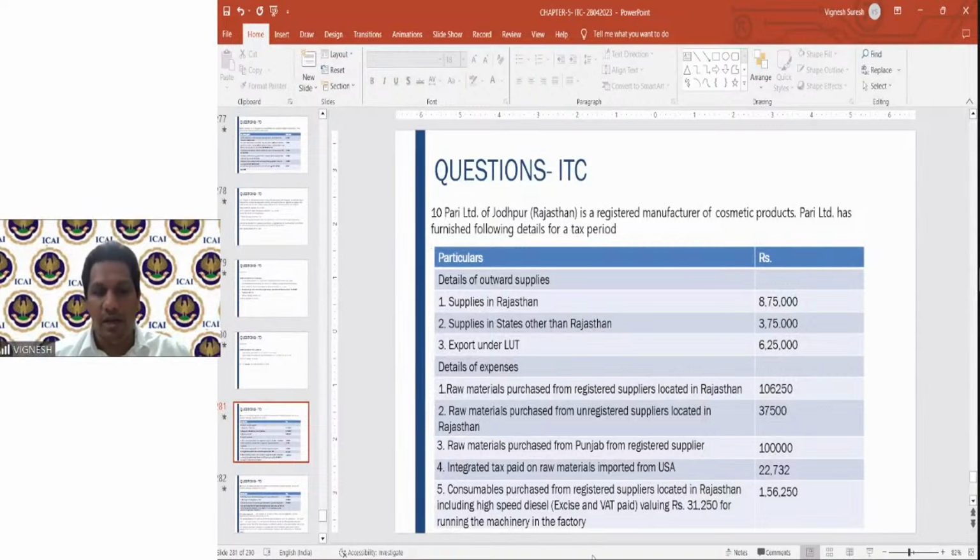Now we go to the next problem. Again, immediately after that problem, it is there in the material. Pari Limited of Jodhpur is a registered manufacturer of cosmetic products.